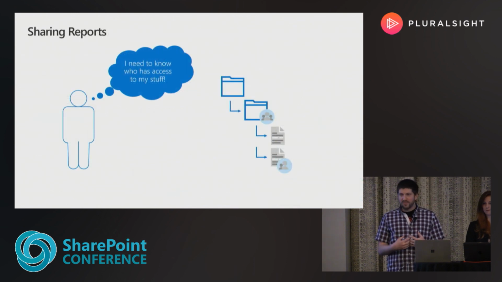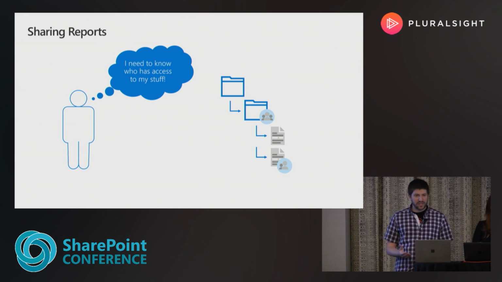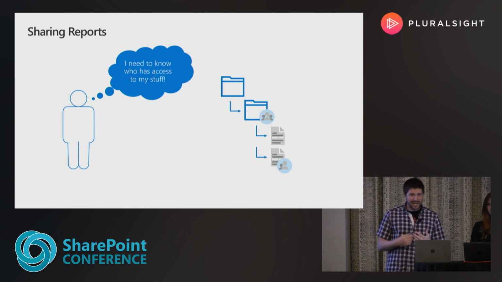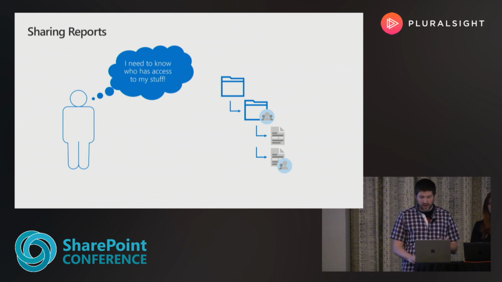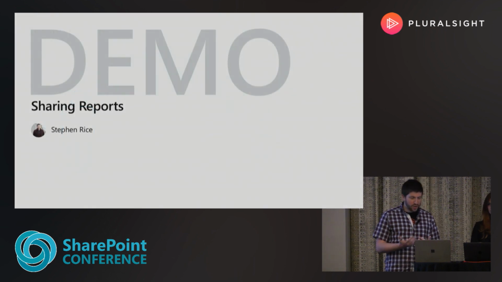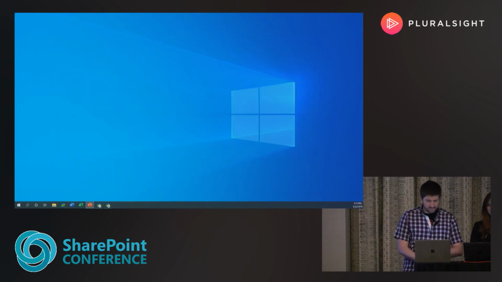Now, another thing we've heard a lot of feedback on is that it's great that we've got all this external sharing and collaboration, but it's really hard to understand who has access to my stuff. You can use auditing, which helps you be Sherlock and figure out who did what when, but it's really hard to actually understand what is the state of my world today. And that's where sharing reports come in. It's all about helping you understand who has access to your stuff right now. So I'm going to show you a quick demo of the sharing reports feature and how it works.